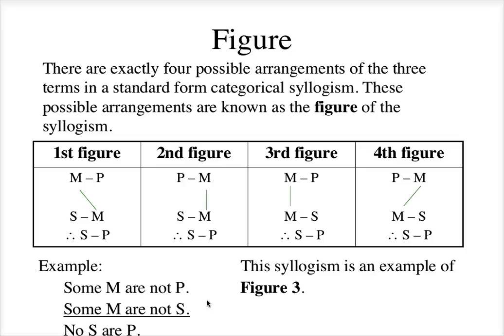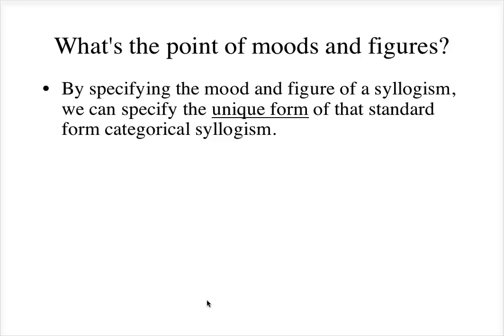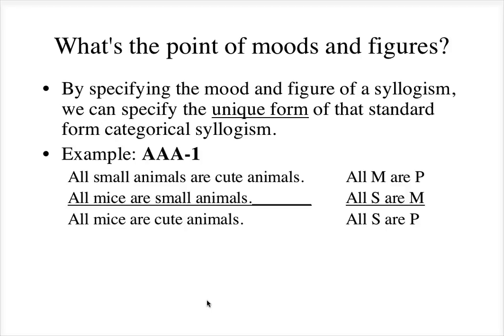So what is the point of this mood and this figure? Why do we care? By specifying the mood and figure of a syllogism, we can specify the unique form of that standard form categorical syllogism. So, for example, if you have a syllogism of the mood and figure AAA1, that's all small animals are cute animals. So we have all M are P, all S are M, and all S are P is the conclusion. That's AAA1.